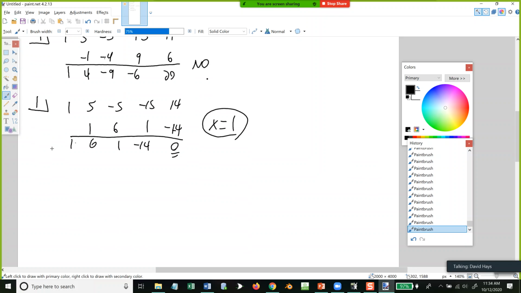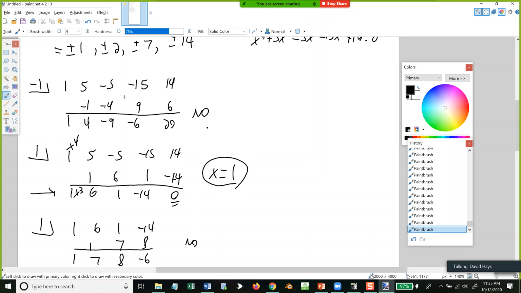Now keep in mind, we can now work with this line right here. This started out as x to the fourth. This is now down to x to the third. Now we could try 1 again. There's nothing saying 1 wouldn't work a second time. 1, 6, 1, negative 14. So add, multiply, add, multiply, add, multiply, add. No.